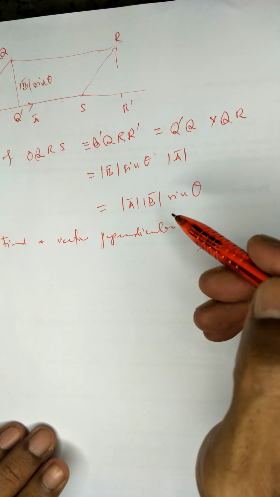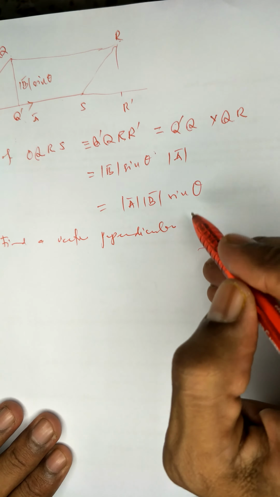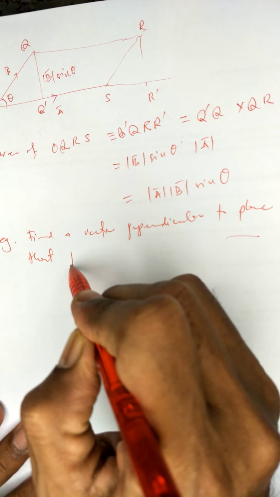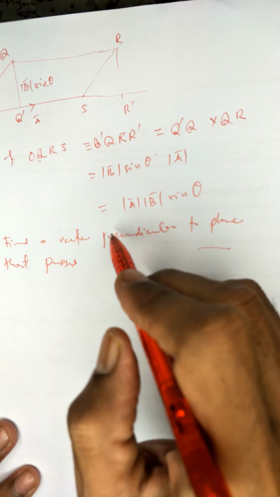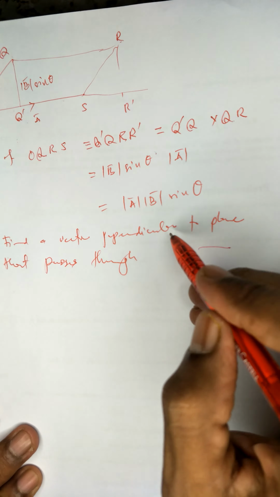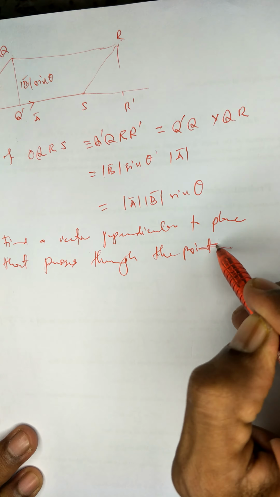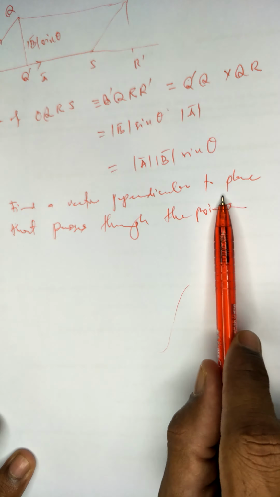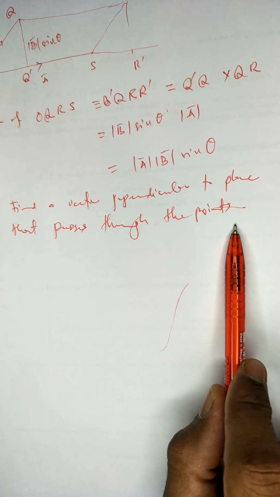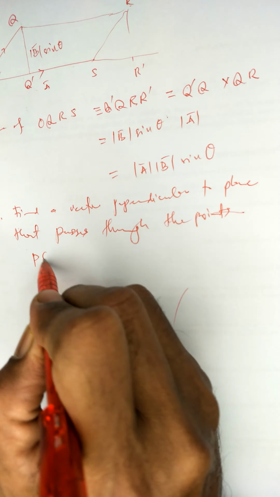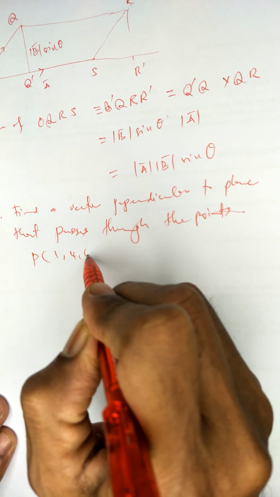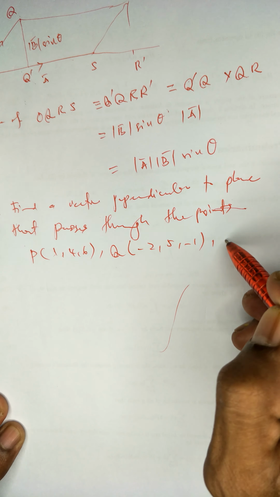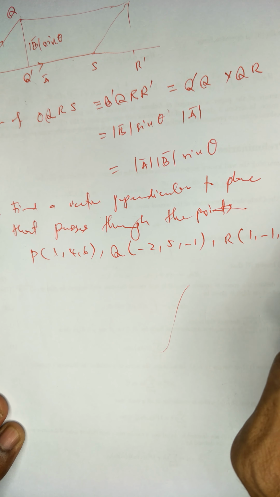Yeah, a simple problem. Find a vector perpendicular to the plane that passes through the points. I hope you can read this. Find a vector perpendicular to the plane that passes through the points. Okay, so we have P(1, 4, 6), Q(-2, 5, -1), and R(1, -1, 1).